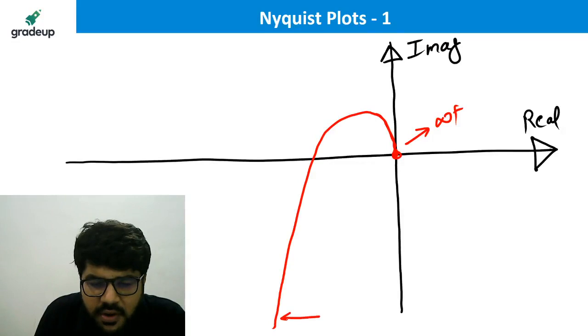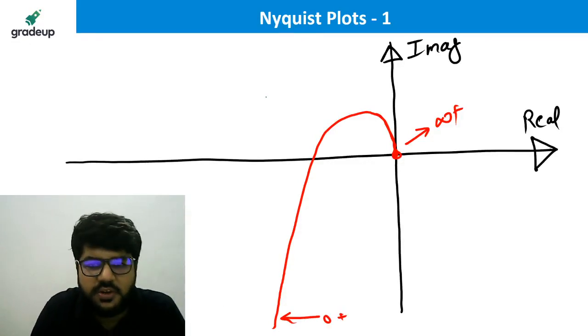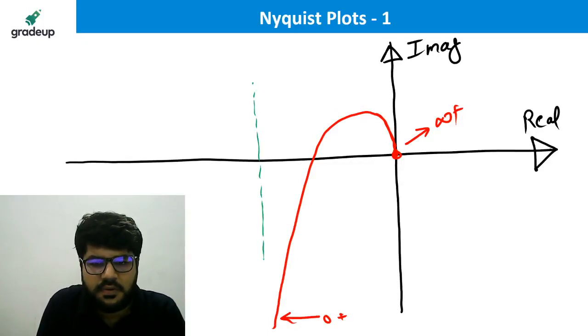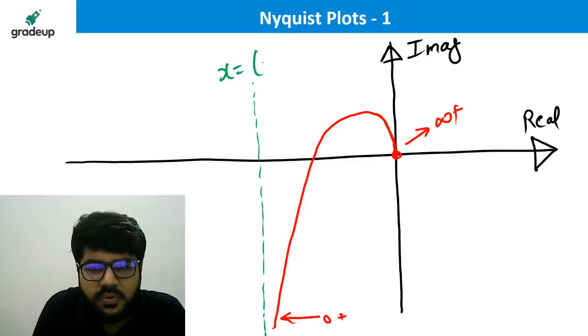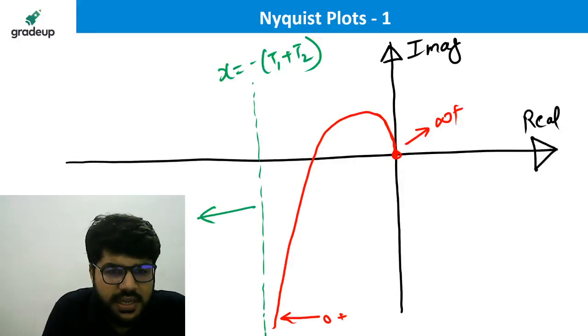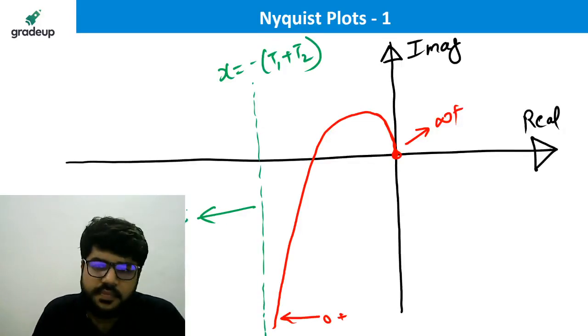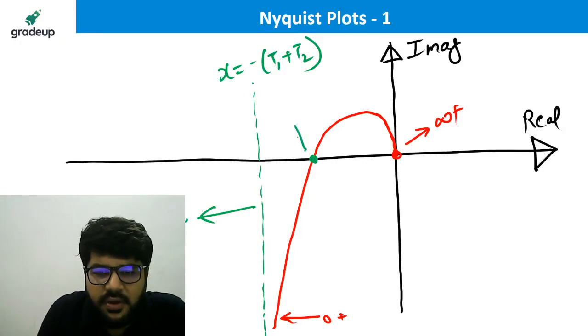And this frequency refers to 0 plus. This is a finite distance. This is x equal to minus of T1 plus T2. The asymptote again coming here. Asymptote coming here. And this is important. This is the critical frequency.